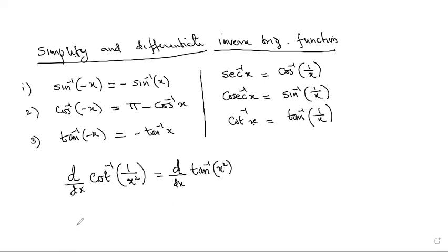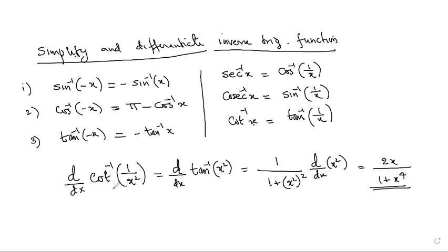I took the reciprocal of 1 by x square. Now what will be its derivative? Tell me the derivative of tan inverse of x square. 1 upon 1 plus (x square) the whole square, into d by dx of x square. Is it fine with everybody? Yes, sir. It became 2x upon 1 plus x raised to 4.